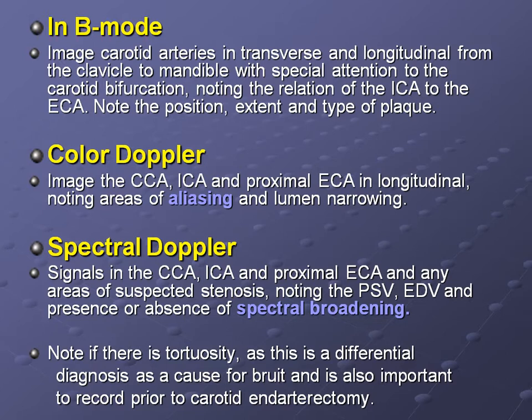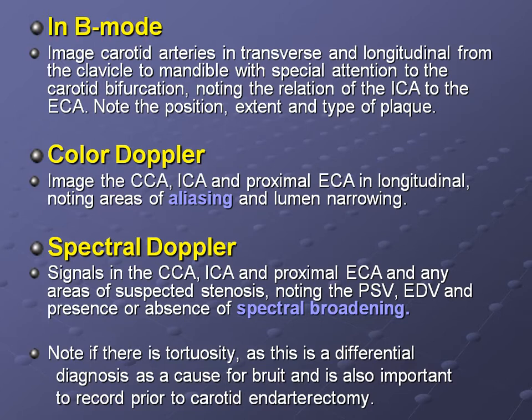First, in B mode, you should image the carotid arteries in transverse and longitudinal axis from the clavicle to the mandible, with special attention to the carotid bifurcation, which is the most common site of carotid plaques, whether calcified or non-calcified. Any nodule, any plaque, you should note the position, the extent, and the type of it.